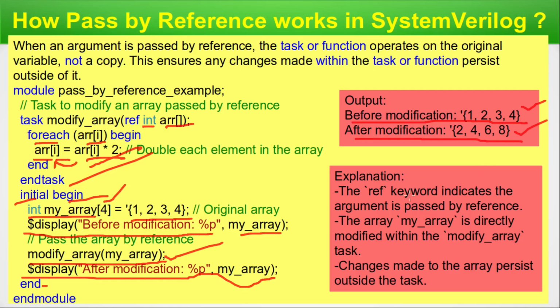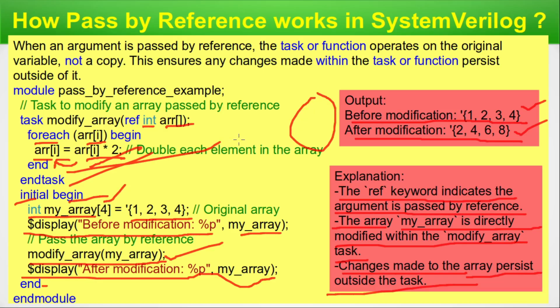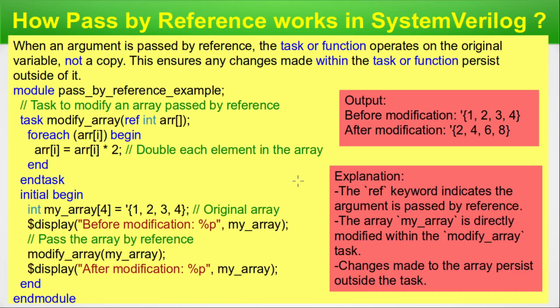Now let us zoom into what is happening. First, the ref keyword indicates the argument is passed by reference. That means an actual object, not a copy of it. The array myArray is directly modified within the modify array task, and changes made to the array persist outside the task. That means whatever the task is doing, the object is still outside and the task is modifying this object. So here we are dealing with a real object and not just a copy, like Control C, not a copy of it.